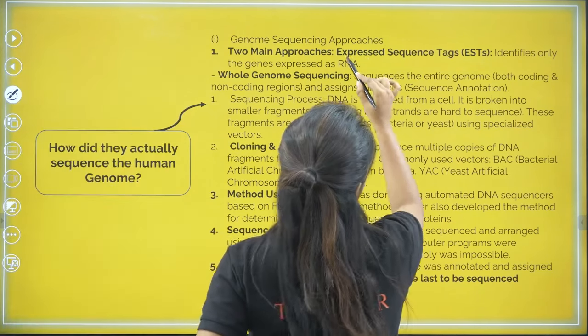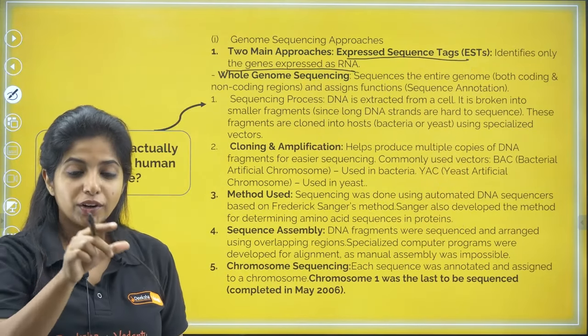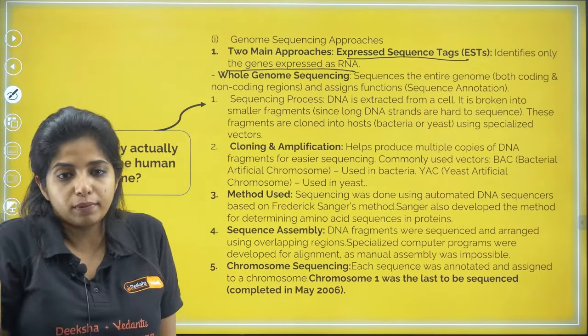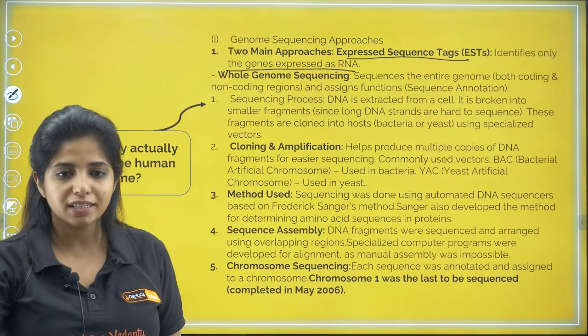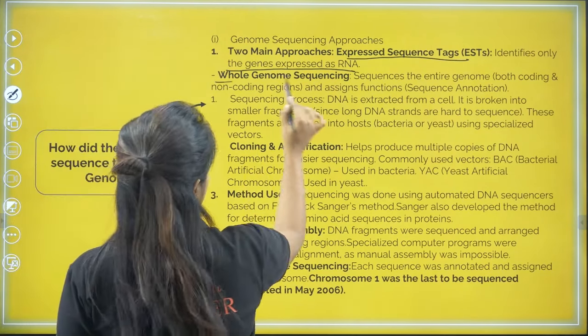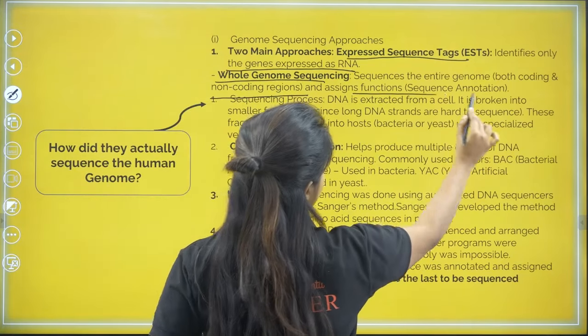So, two main approaches. Expressed sequence tags identify only the genes expressed as RNA. So, whatever genes were being expressed, those were being found. That was one way. That is expressed sequence tags. Now, the whole genome sequencing, the other one, sequences the entire genome, both coding and non-coding regions, and assigns functions.